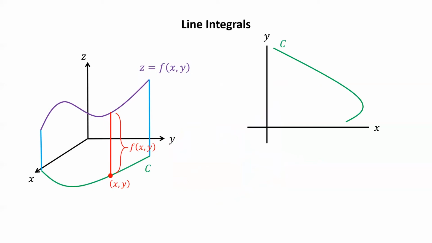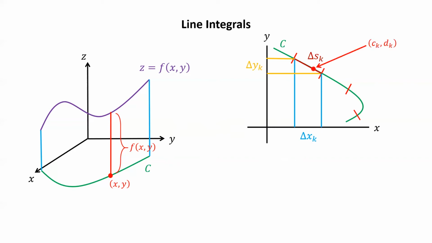Let's focus on just the curve for a second, and I have a picture of it here in the xy plane. We're going to chop that curve up into pieces. If we take the horizontal distance between two adjacent endpoints we just created, we will call that delta x_k. Similarly, if we take the vertical distance, we'll call that delta y_k. The straight line distance between two of those endpoints, we will call delta s_k.